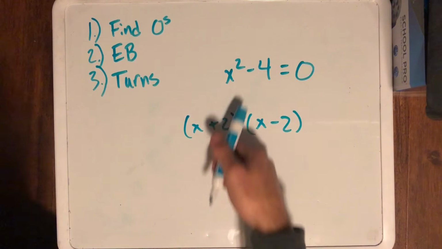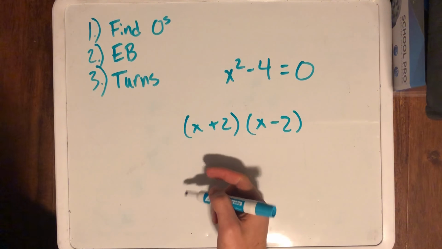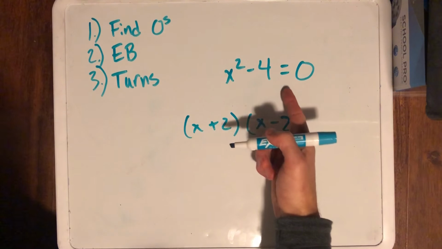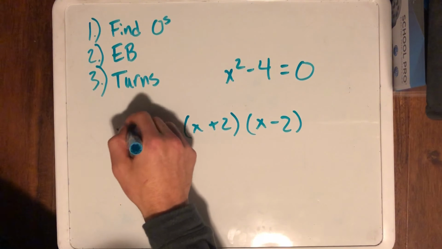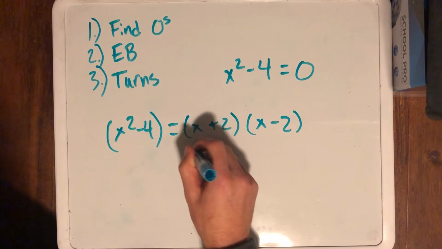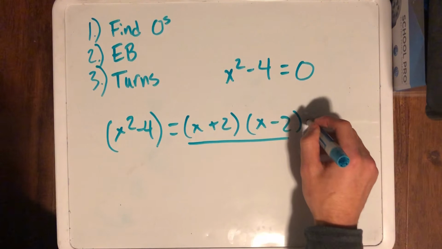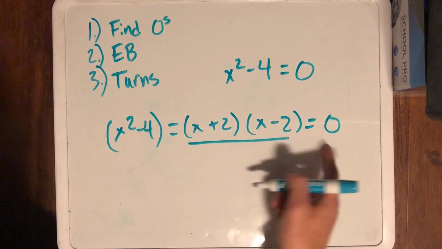If you don't remember why that works, go ahead and hop over to the older videos and check that out. But so we have x plus 2 and x minus 2, and we know that x squared minus 4, that whole thing, is equal to this whole thing. And since x squared minus 4 was equal to 0, we know that this is also equal to 0.